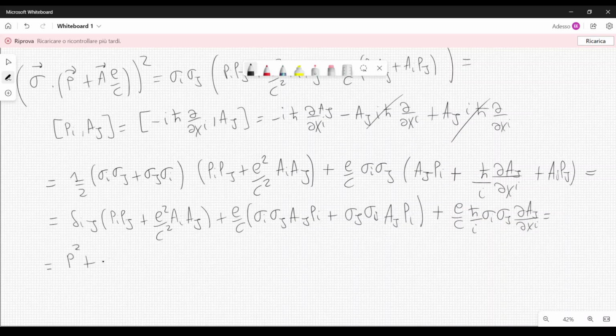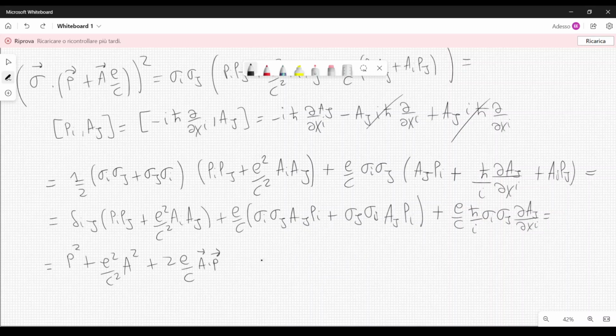p squared plus e squared over c squared a squared plus twice e over c a dot p. Why is that? Well, because I can rewrite this as the anti-commutator of sigma i and sigma j times aj pi, right? So this will be twice delta ij, and therefore I will get that expression there. Okay, so it's quite trivial.